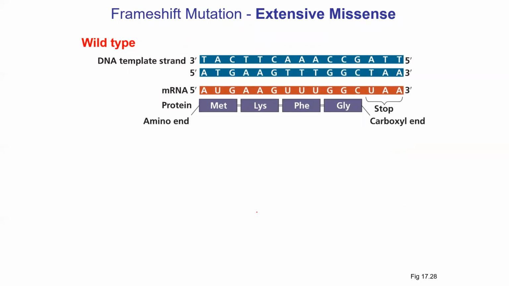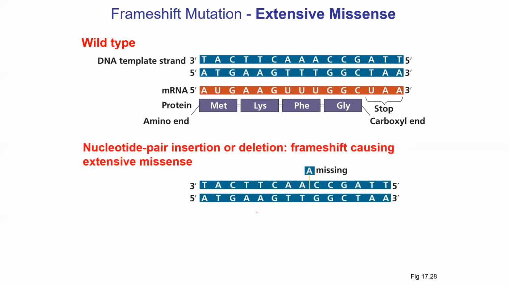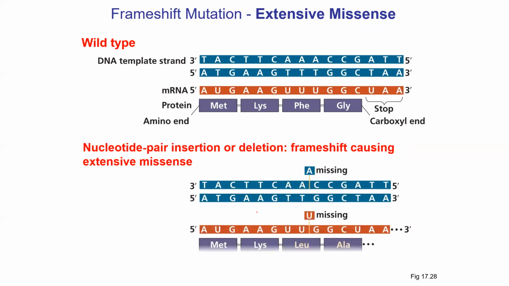Sometimes you get an extensive missense. So in this case here, you can see what they've done is cut out this base pairing right here. So the A is missing. And so the first couple amino acids here, you can see they're the same, methionine and lysine. Then after that, there's a whole frame misreading going on here. So you're getting all the wrong amino acids. So same thing, this is going to be really detrimental to the protein.